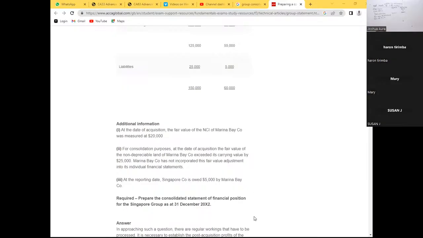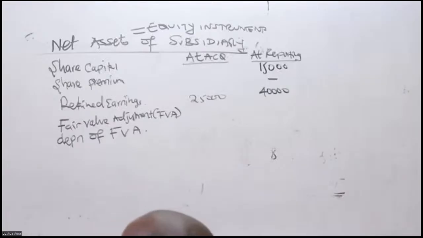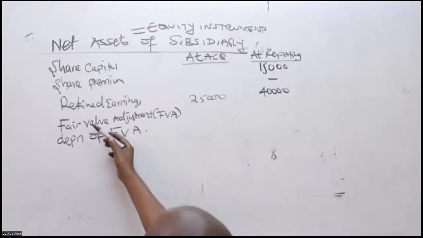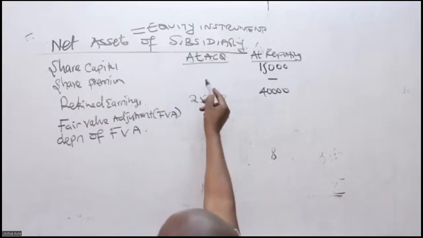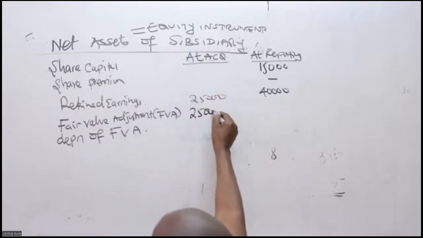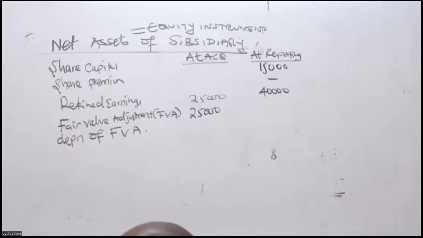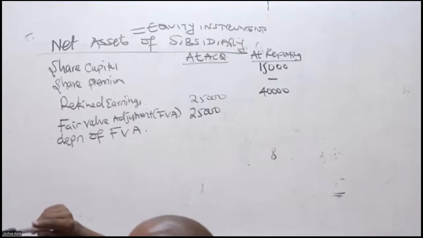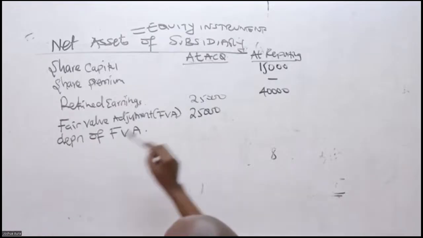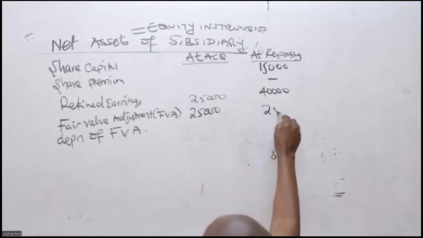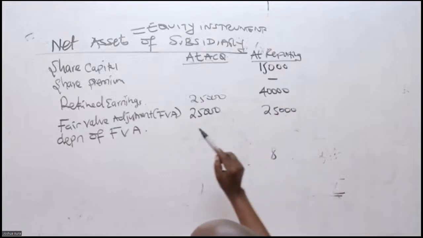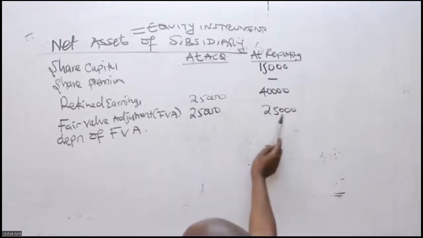The valuation is what we call fair value adjustment. Remember, this was done at acquisition. At acquisition, we have 25,000 here. This fair value adjustment does not change. So fair value adjustment at acquisition is the same as fair value adjustment at reporting. In this case, it will give us 25,000. Normally they are the same.